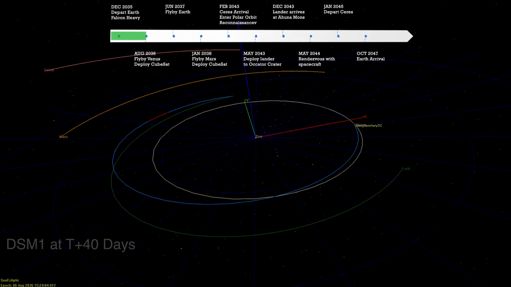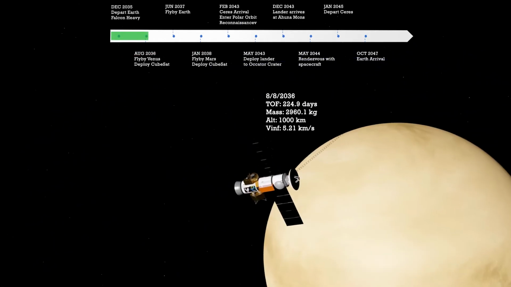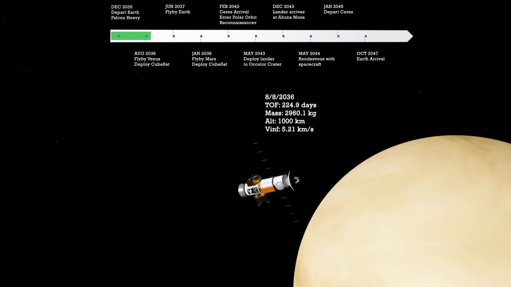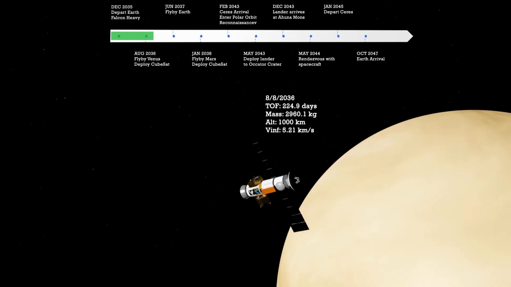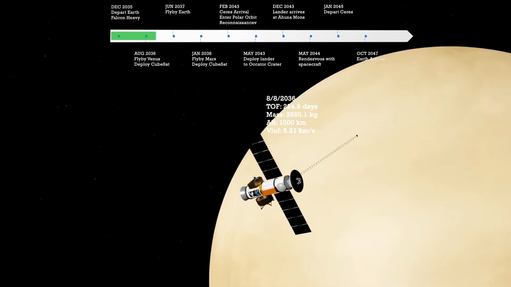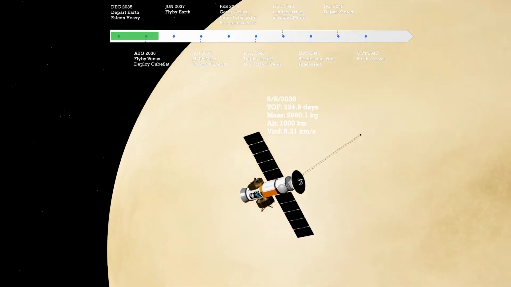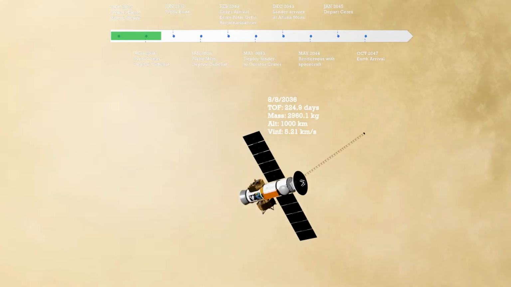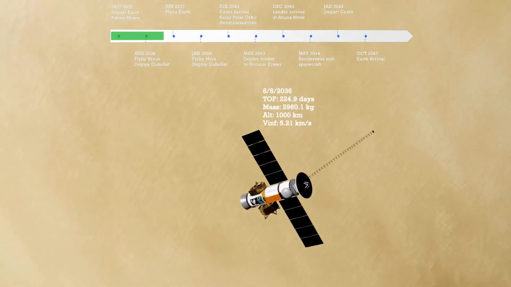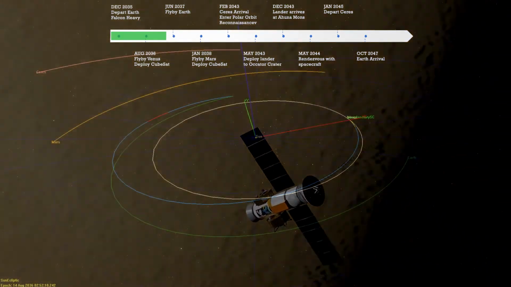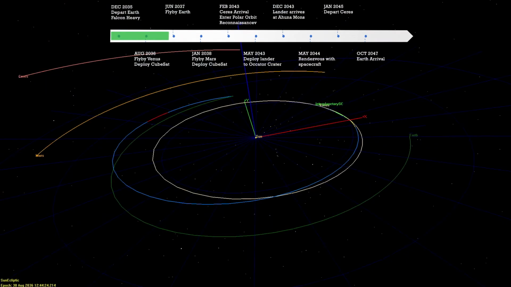225 days into the journey, the Rocinante arrives at Venus. Flying by at an altitude of 1,000 kilometers, the spacecraft has the option to deposit or retrieve additional spacecraft if desired. For this trajectory, a simulated 200 kilograms of smallsat was dropped off to explore Venus's atmosphere for signs of life.